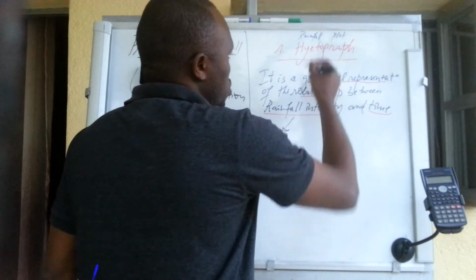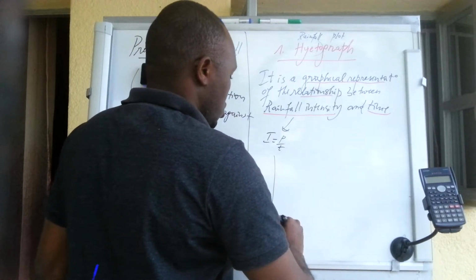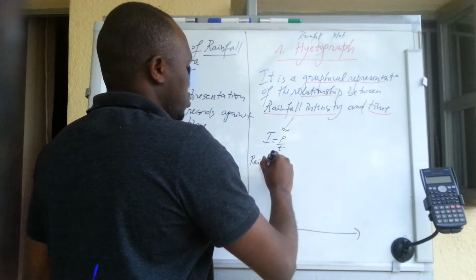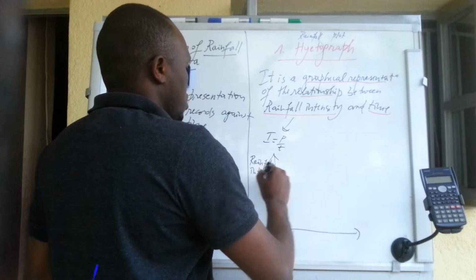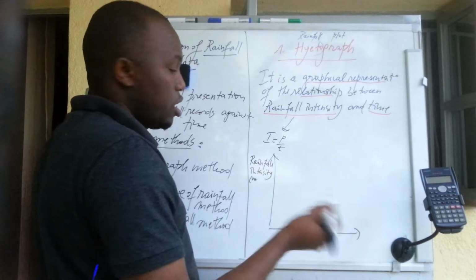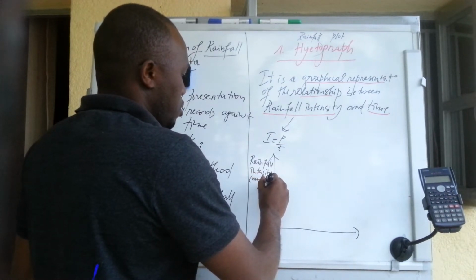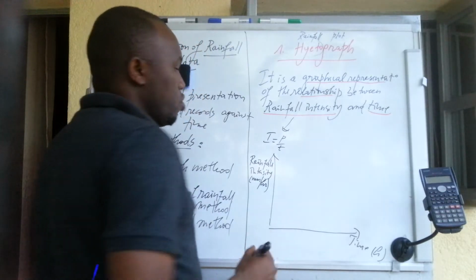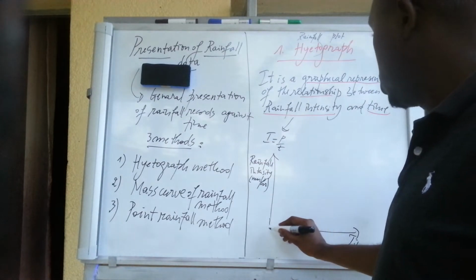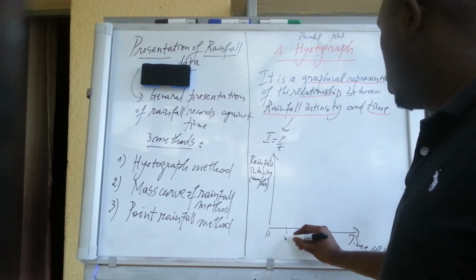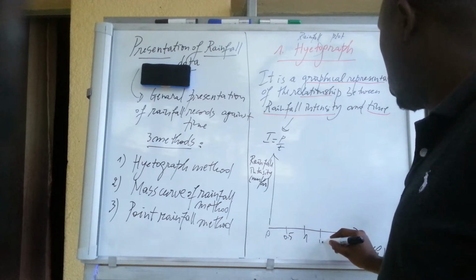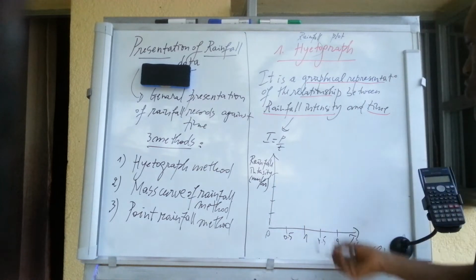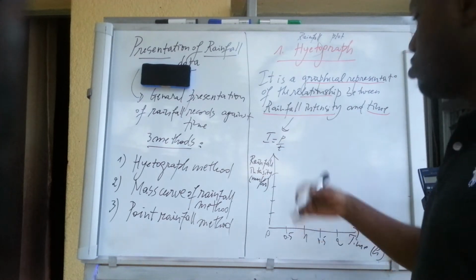If you want to plot a hyetograph, it looks like this. Let's take an example. Assume that we have the rainfall intensity, let's put it in millimeter. Sometimes it is millimeter per hour or centimeter per hour. And put the time in hour. Assume that here we have 0, here 0.5, here 1, 1.5, here a 2, and we want to show the relation between rainfall intensity and time in a given catchment.